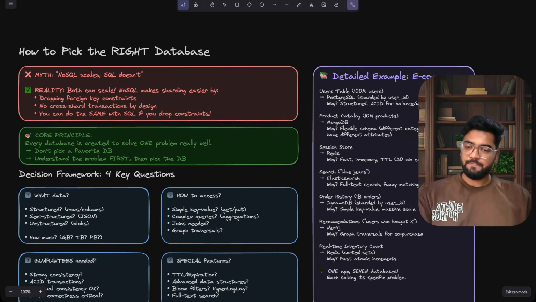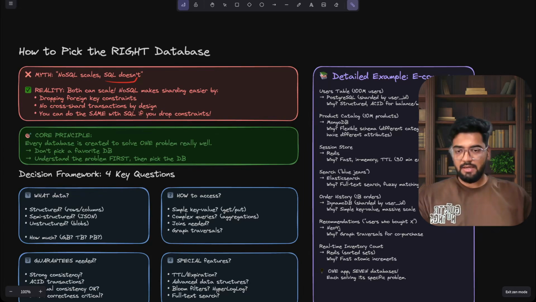So let's get started. The first thing that we need to understand is that there's a common myth around databases, which states that NoSQL databases scale and SQL databases don't. Well, in real life, it is not always like that. We have a ton of examples where SQL databases scale exceptionally well, and there are some cases where NoSQL databases don't scale that much. We can scale SQL databases by dropping some constraints and by manual sharding, but in the case of NoSQL databases, sharding comes out of the box, so that is an advantage.